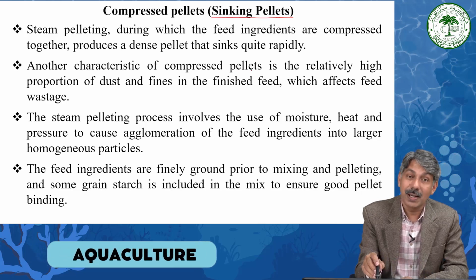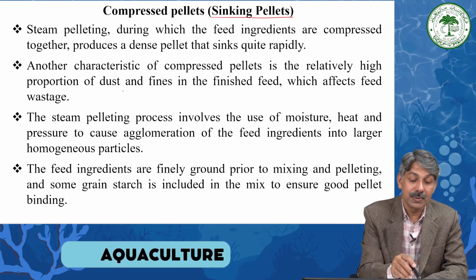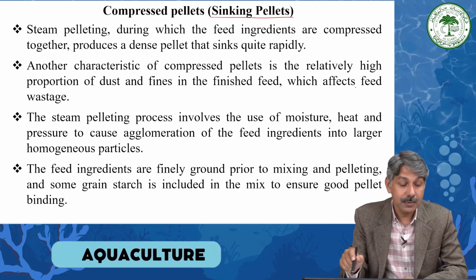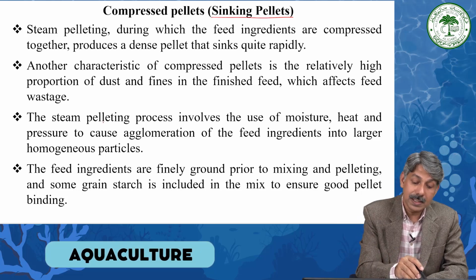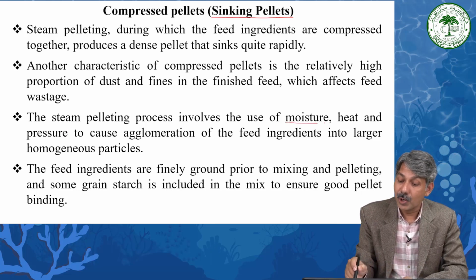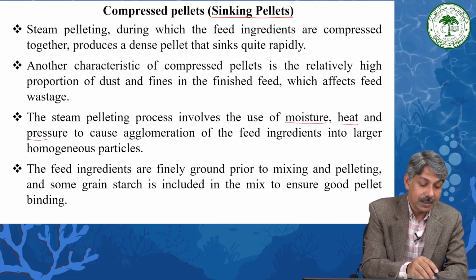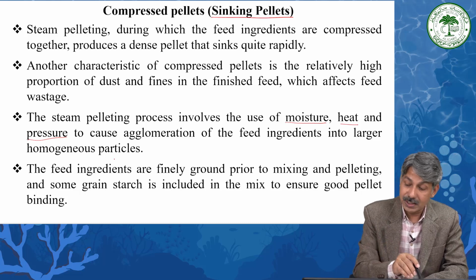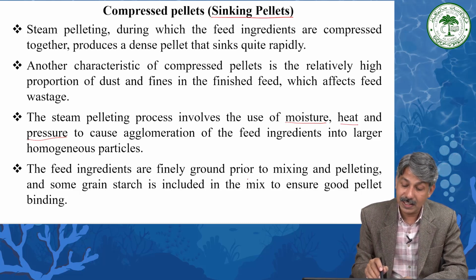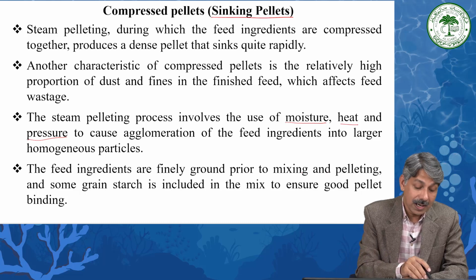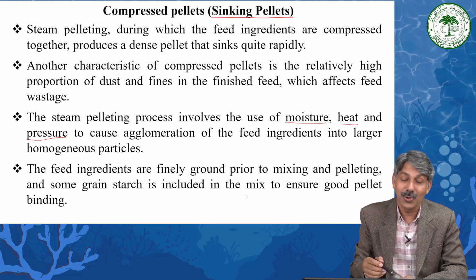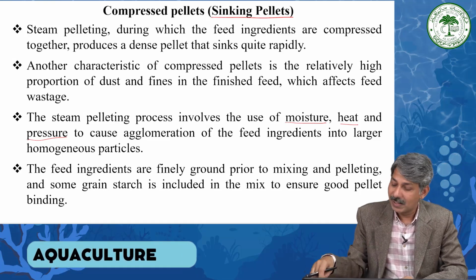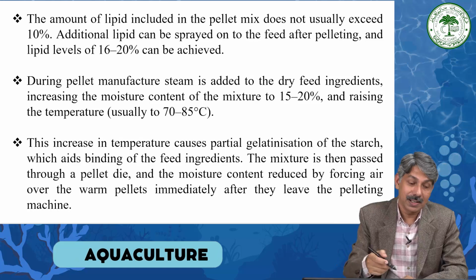Another characteristic of compressed pellet is the relatively high proportion of dust and fines in the finished feed, which affect feed wastage. The steam pelleting process involves the use of moisture, heat, and pressure to cause agglomeration of the feed ingredients into larger homogeneous particles. The feed ingredients are finely ground prior to mixing and pelleting, and some grain starch is included in the mix to ensure good pellet binding. Pellet binding is very necessary. That will ultimately affect the water stability of the pellet also.